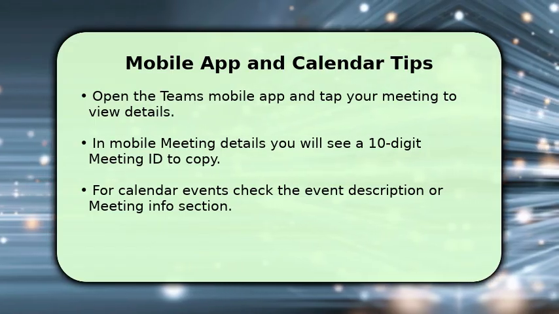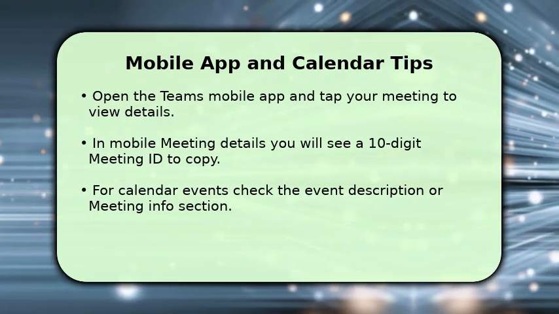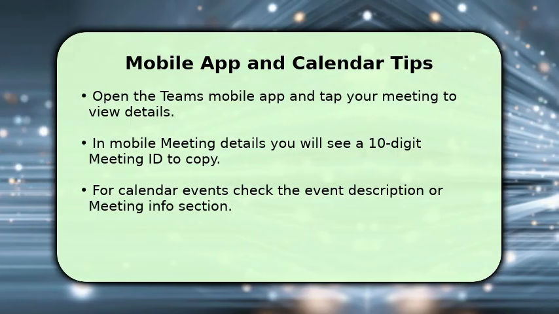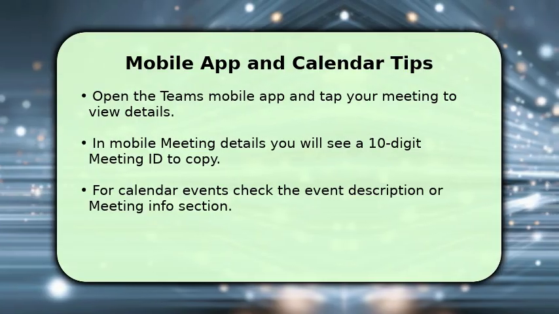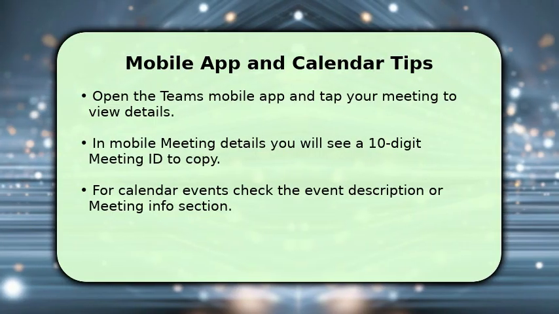Scroll to find a meeting ID shown as a 10-digit number alongside dial-in info. Use the Copy button to save the meeting ID to your clipboard quickly. For scheduled calendar events, check the event description or meeting info section before the meeting starts.